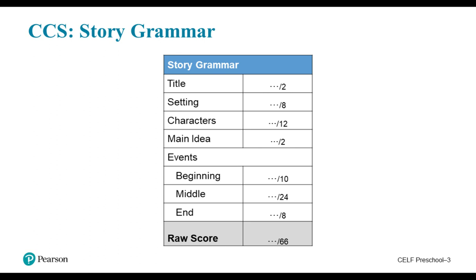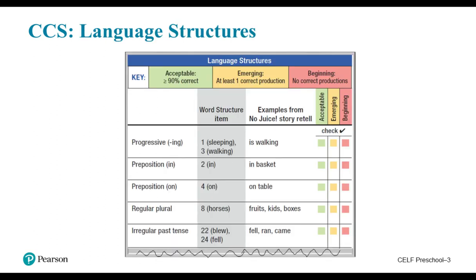What was this? Did they describe the setting, the characters? Were they able to convey the main idea and some of the events? And the numbers you see on the right, we list the possible details and settings and characters that the child might mention. So you'll have a list of them on the record form, and you'll circle those and add up the number of points that the child gets as part of the story retell for a total raw score of 66.